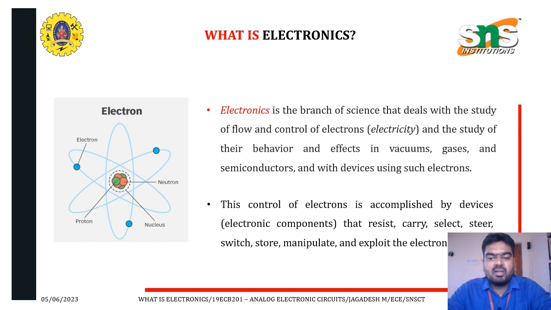So what is an electron actually? Any material consists of many tiny atoms. Each atom consists of a nucleus that contains protons and neutrons, and the electrons rotate in orbits outside the nucleus. An electron is a negatively charged particle. The control of electrons is accomplished by devices, that is, electronic components that resist, carry, select, steer, switch, store, manipulate, and exploit electrons.